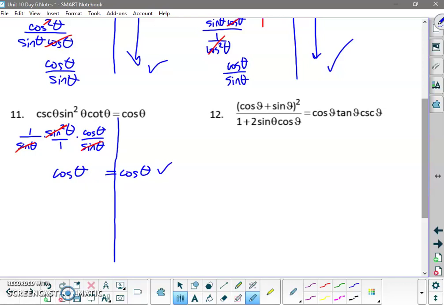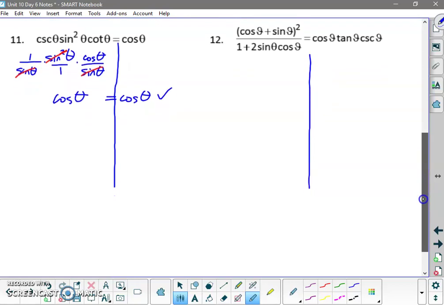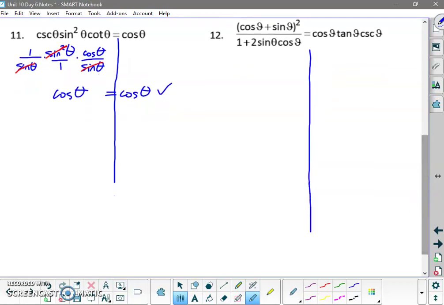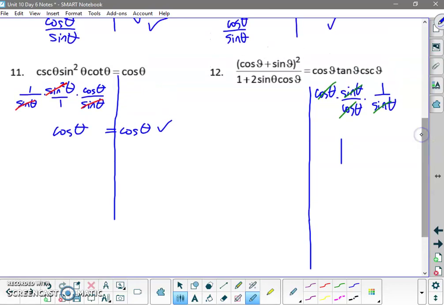All right, last one. Looks like it's going to be the most involved. Let me scroll down here a little bit. So I'm going to tackle the right side here. Cosine theta is just going to stay cosine theta. Tangent theta now can become sine theta over cosine theta, and cosecant theta is 1 over sine theta. So look what happened here. Sines cancel, cosines cancel. So everything on the right side basically can be simplified to a 1. All right, so that's good to know.